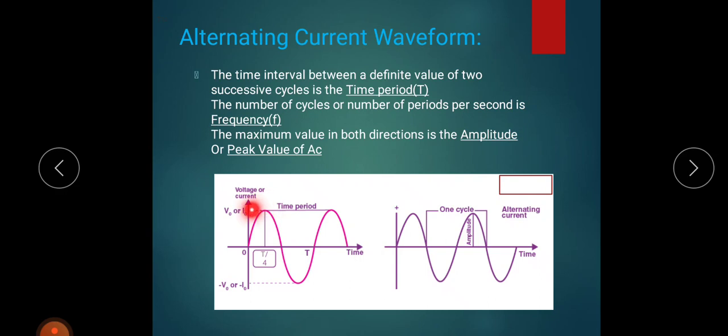This is the peak value of the alternating current in the positive half cycle, which is indicated by V0 or I0. In the negative half cycle, it is indicated by minus V0 or minus I0. Here minus V0 and minus I0 are the peak values of the voltage or current.